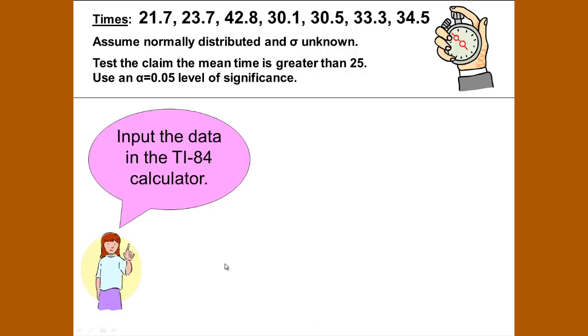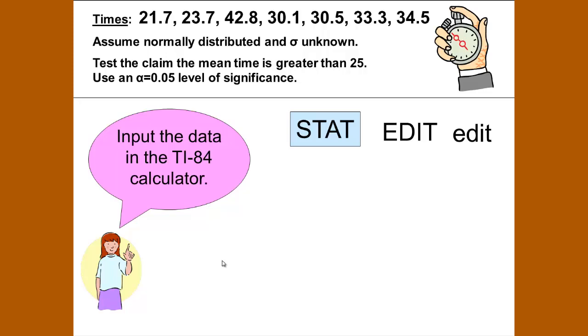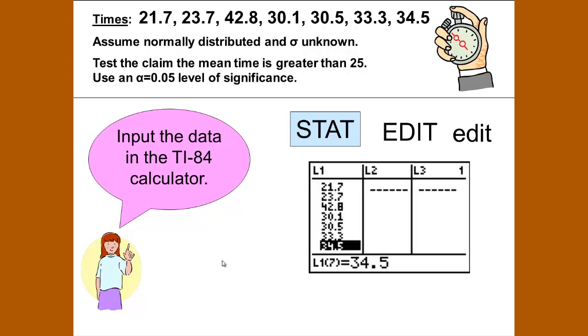So our first step is to input the data into a TI-84 or 83 calculator. Choose Stat, then Edit, and Edit under the Edit menu. Type in your data.